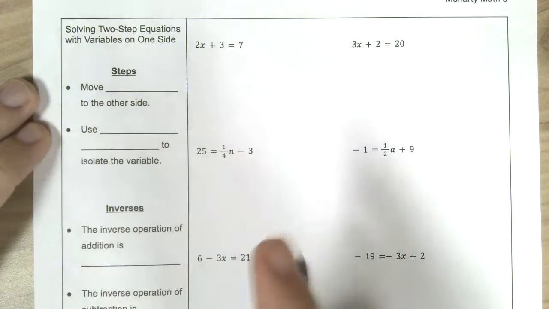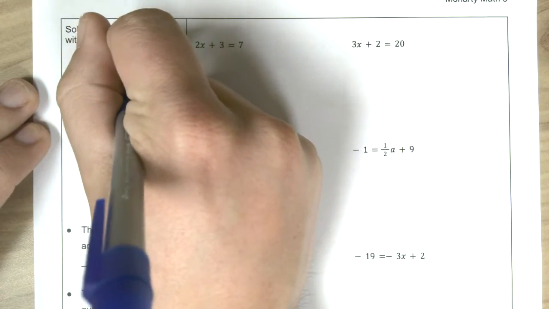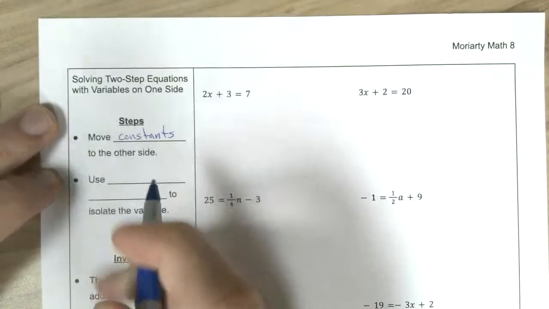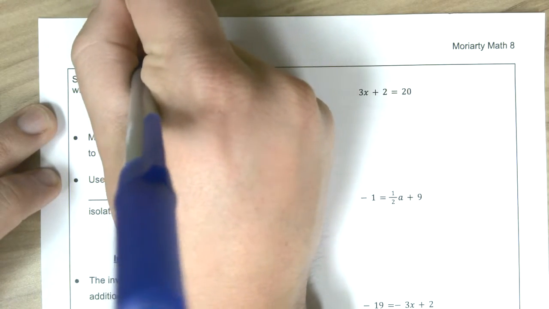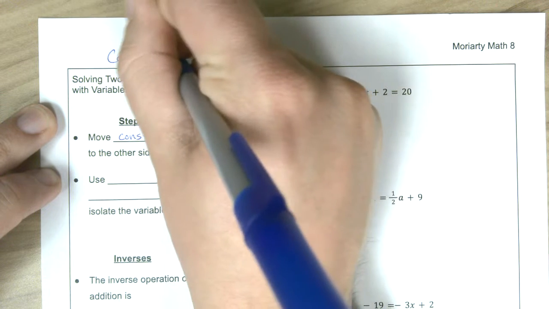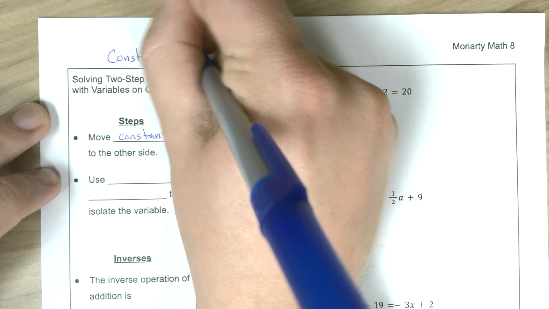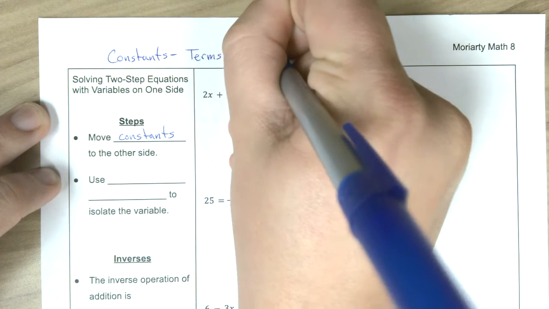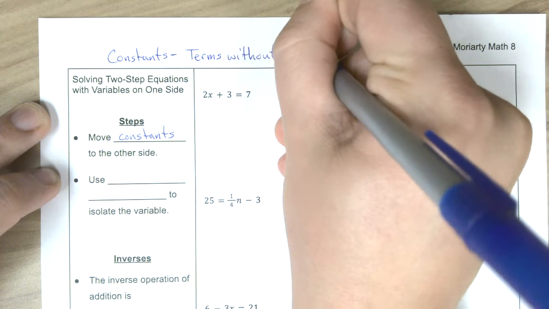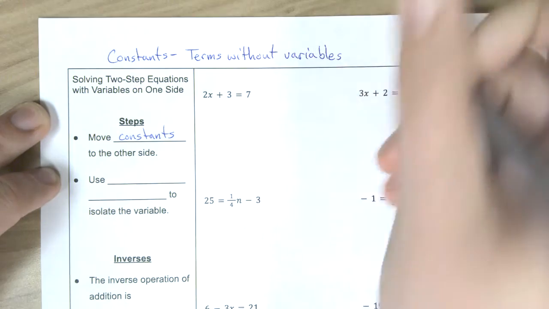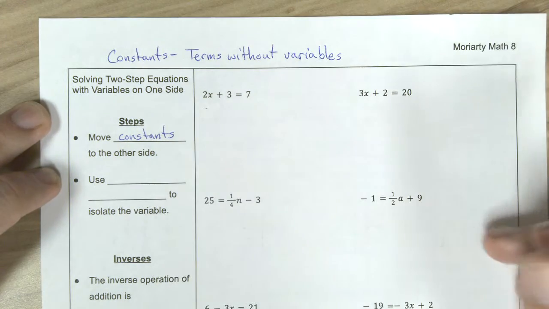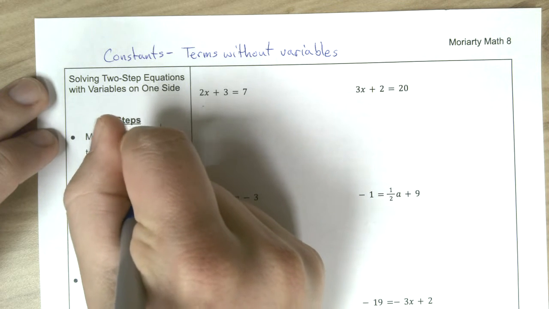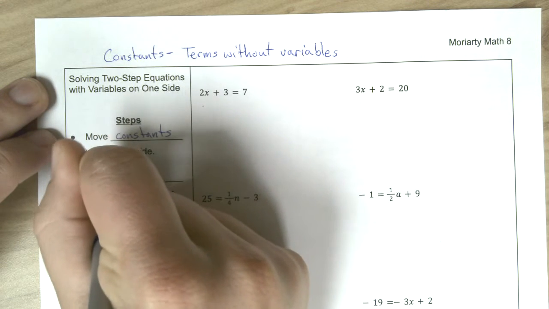Here are the steps. What you want to do is get your constants to the other side. Constants are numbers or terms without variables, and variables are the letters. All right, so those are constants. So you move your constants to the other side, and then you'll use inverse operations.